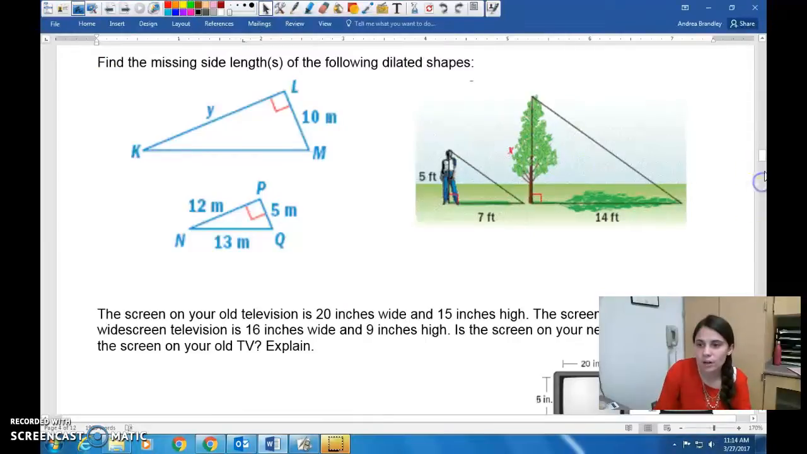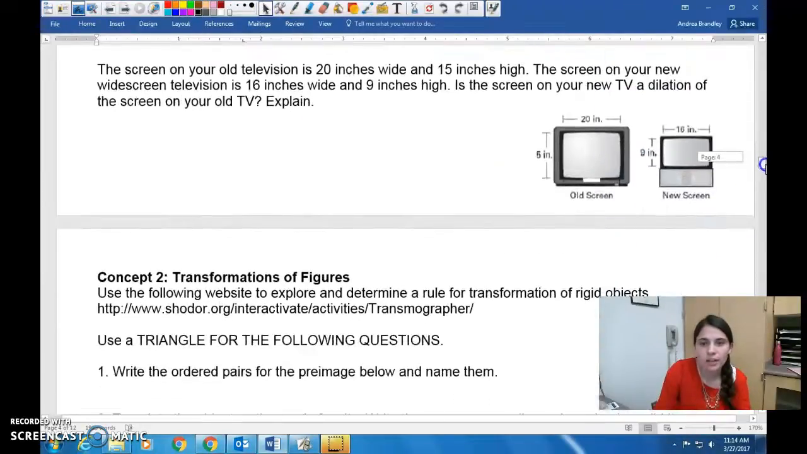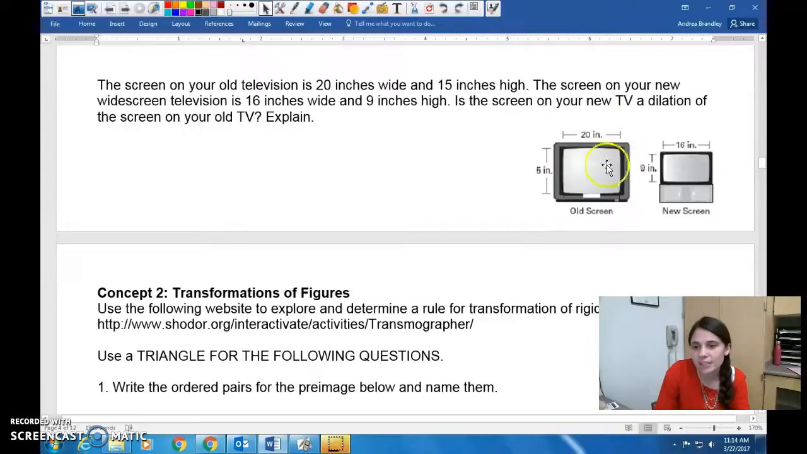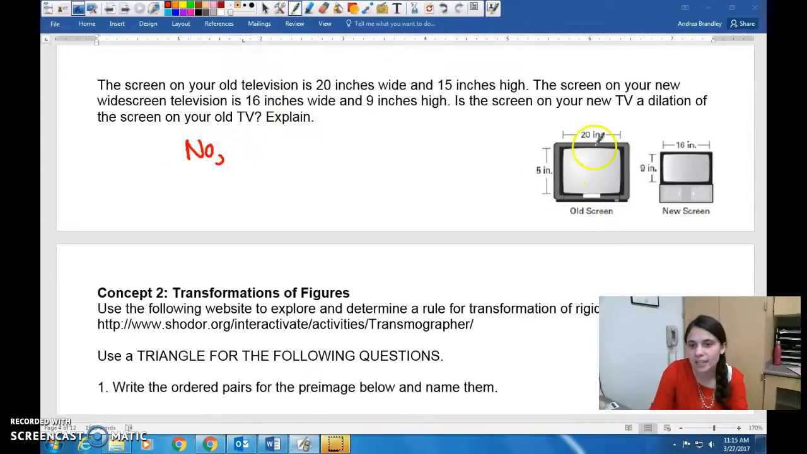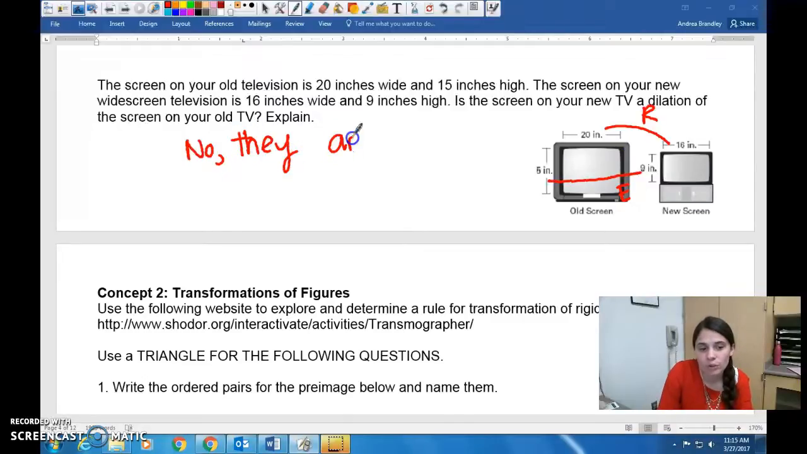So then we just have one more question to talk about, and it's asking if from this television, your old screen to your new screen, it's a dilation. The answer is definitely no, because if you look here, this goes from 20 to 16, so from here to here is a reduction. But this goes from 5 to 9, so from here to here is an enlargement. So there's no way that's proportional. So they're not proportional, so they can't be considered a dilation.